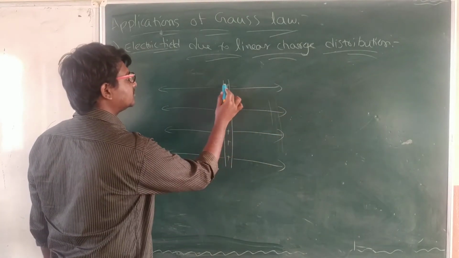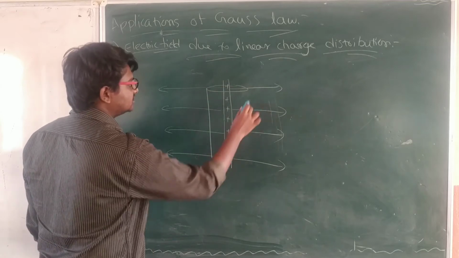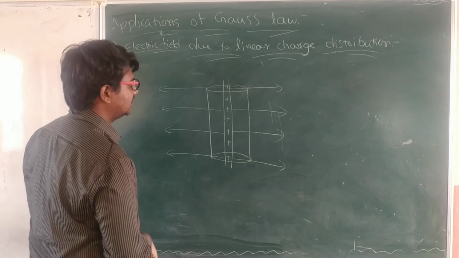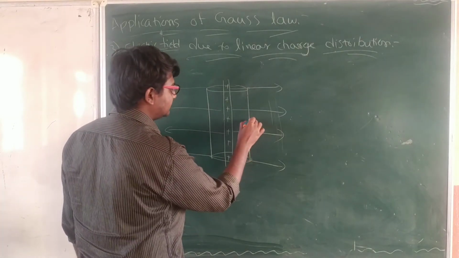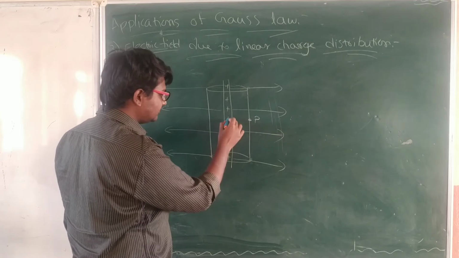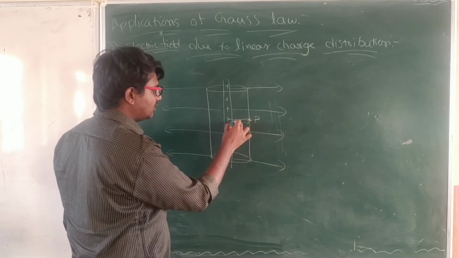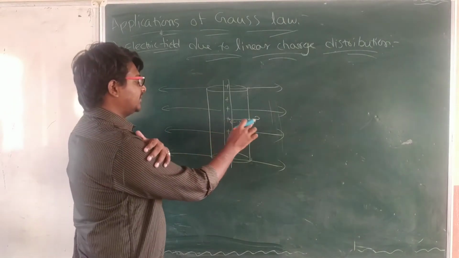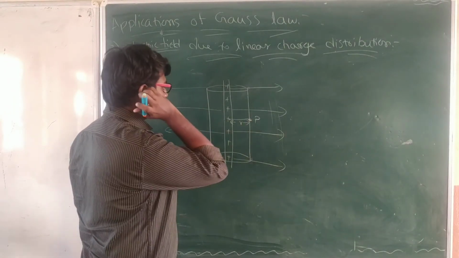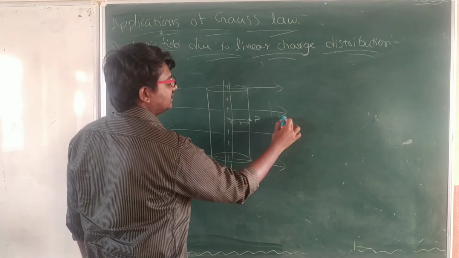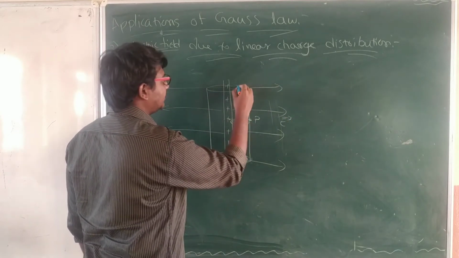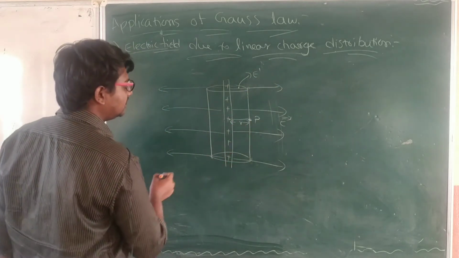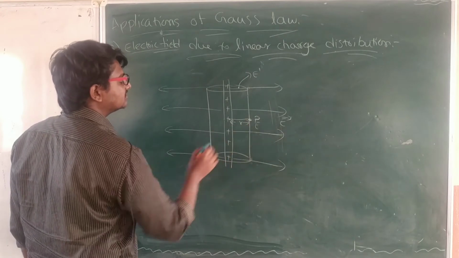It means it proceeds out in the form of a cylindrical surface, and here I am taking a cylindrical Gaussian surface like this, at a point P. Here I am considering a point P which is located at a distance of small r from the rod. The distance of point P from the rod is small r. The electric field at P is E bar, and at any point further out it will be E dash.